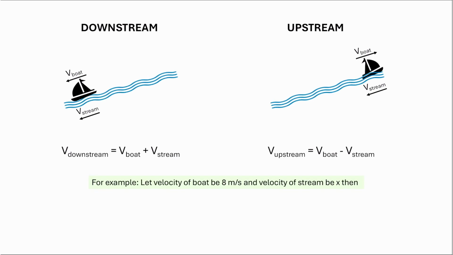Let's consider the velocity of the boat to be 8 meters per second and the velocity of the stream be x. Then what will be the velocity downstream? The velocity downstream will be velocity of boat plus velocity of stream, that will be 8 plus x. And velocity upstream will be velocity of boat minus velocity of stream, that will be 8 minus x. Also keep in mind, the velocity of the boat will always be greater than the velocity of the stream. Now let's try some problems based on this type.